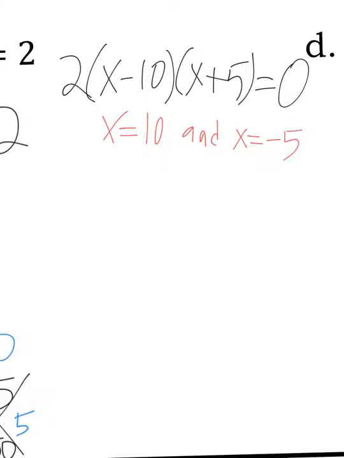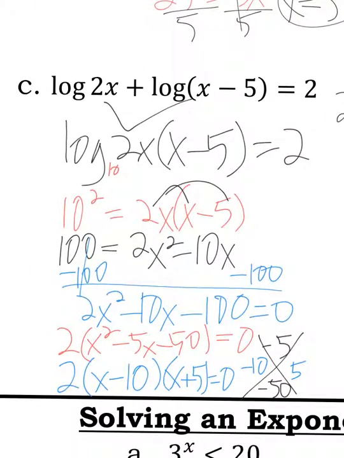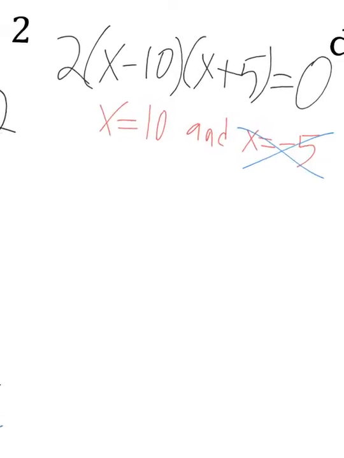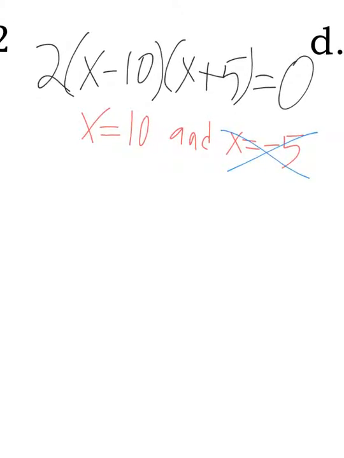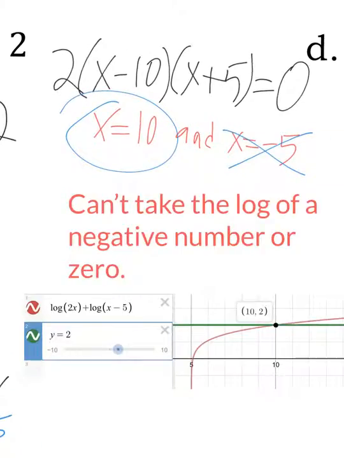Now here's the thing, x equals negative 5 is not going to work because what do we have? We have a logarithmic problem. You can't do a log of a negative number, okay, or 0 for that matter. So therefore x equals 10 is your only answer. So just make note of that on your paper, that you can't take the log of a negative number or 0. So that's why if you have a negative for your variable, it's probably extraneous.